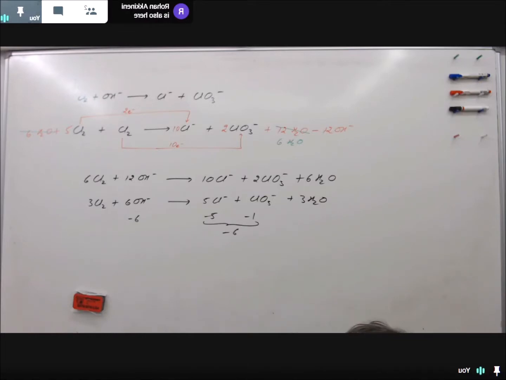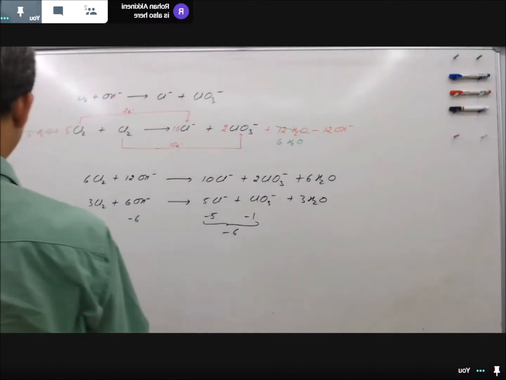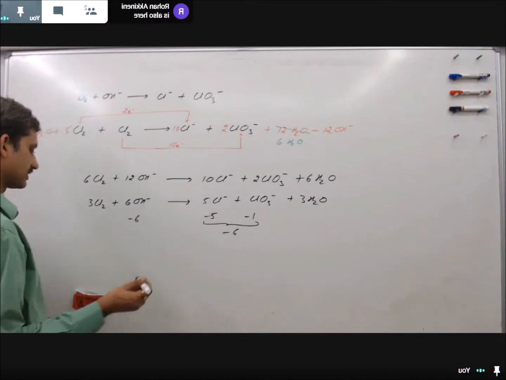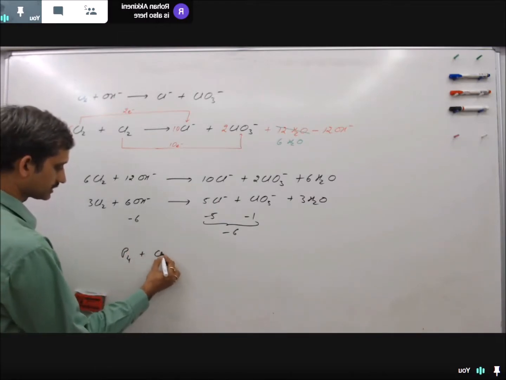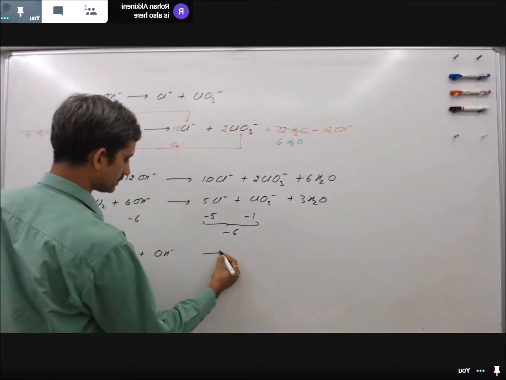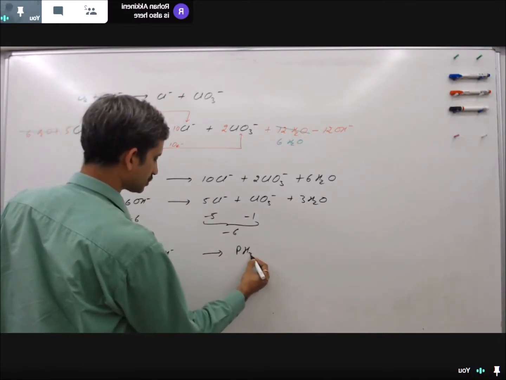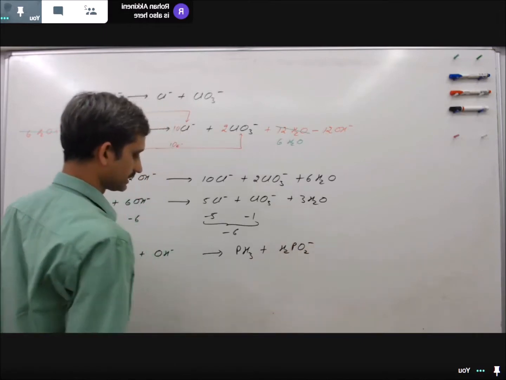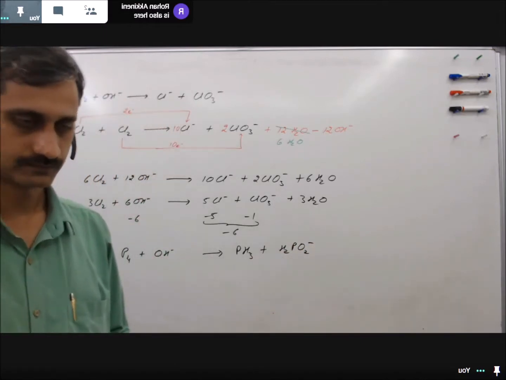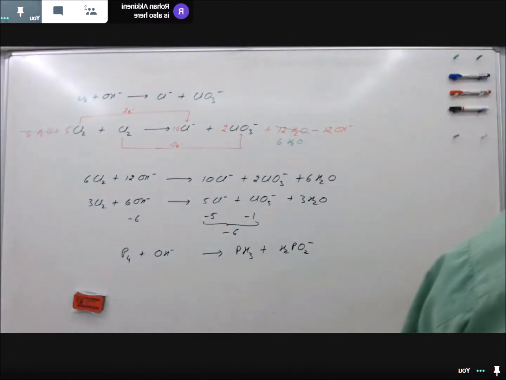Okay, this time you are going to balance it. The equation is straightforward: P4 plus OH minus gives PH3 plus H2PO2 minus. Balance it.